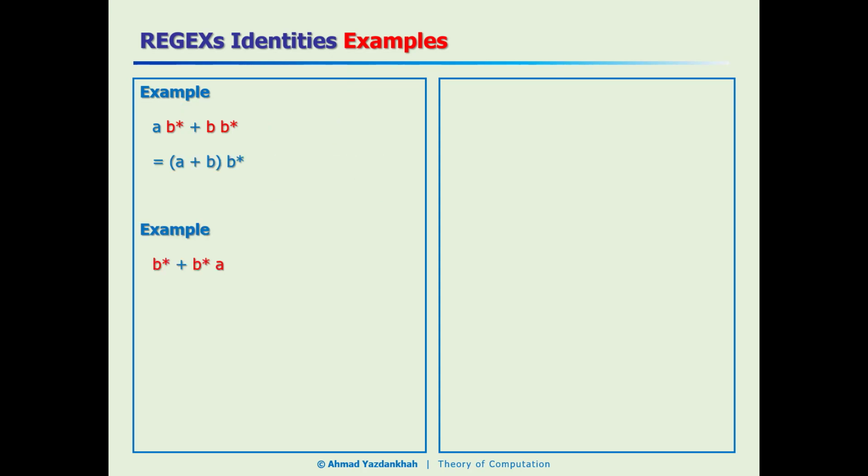So in this way, we are using the identities to make the regexes a little bit more compact. How about this one? We have B star here, B star here. If I factor it out from the left, then what I get here? There is nothing here. I cannot leave this blank, right? Yeah, we can say that it's lambda. This is another way that we use the lambda.